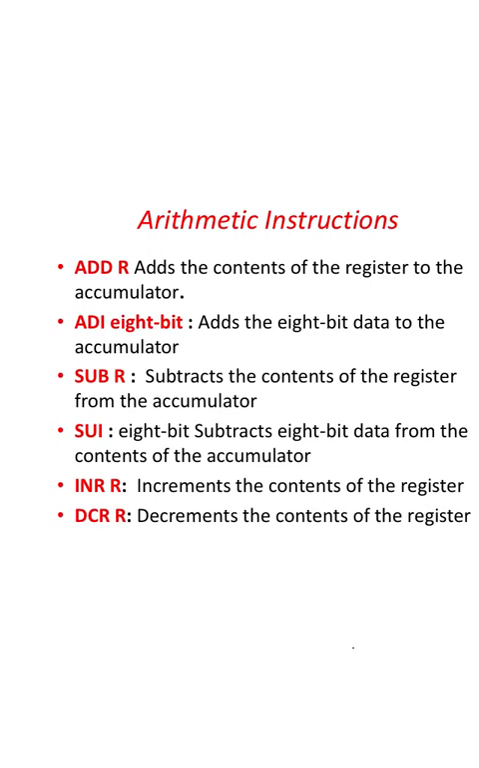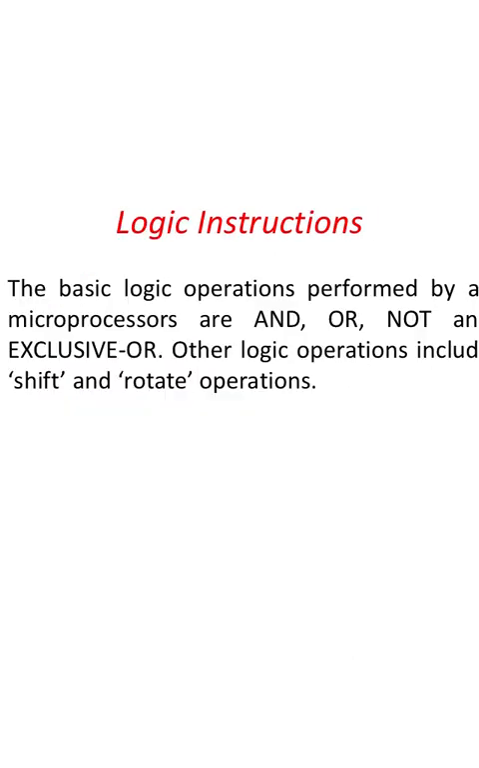Arithmetic instruction. ADD R adds the contents of the register to the accumulator. ADI 8-bit adds the 8-bit data to the accumulator. SUB R subtracts the content of the register from the accumulator. SUI 8-bit subtracts 8-bit data from the content of the accumulator. INR R increments the content of the register. DCR R decrements the content of the register.